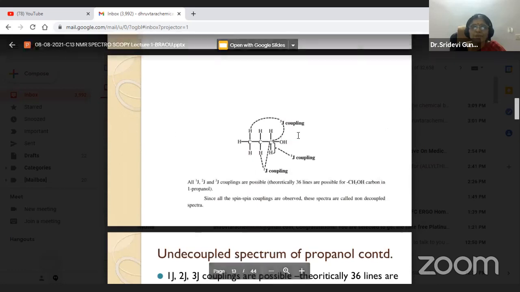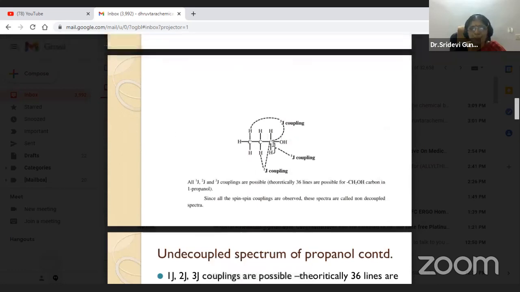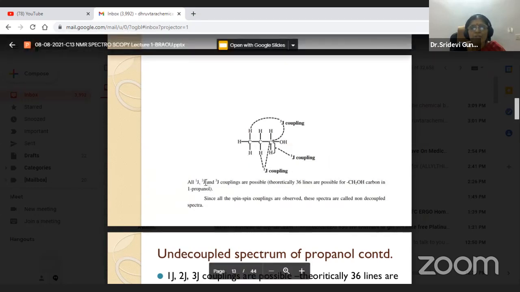For a simple molecule, I've just taken propanol. You see, I'm observing the signal of this carbon which is attached to OH. This can undergo coupling with the attached hydrogens, CH2. This is known as J1 coupling. This can couple with the hydrogens which are on the second carbon. This is J2 CH coupling, and this carbon can couple with the CH3 protons also. We call it J3 coupling. So J1 CH is observed, J2 CH is observed, J3 CH is observed.